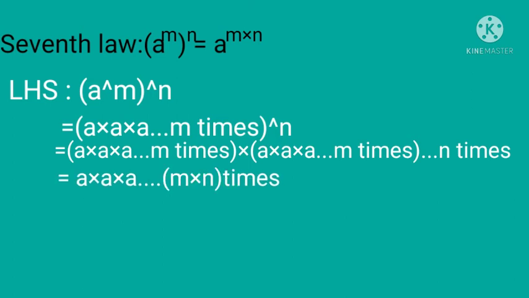Thus we get a multiplied over m times and that multiplied over n times. This means a is multiplied m into n times. And using the exponential rule, we can write a into a up to m into n times as a to the power m into n. That is equal to our RHS. Hence, the seventh law can be proved in this way.